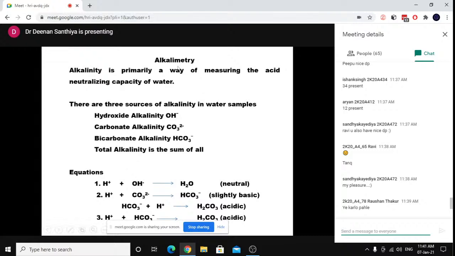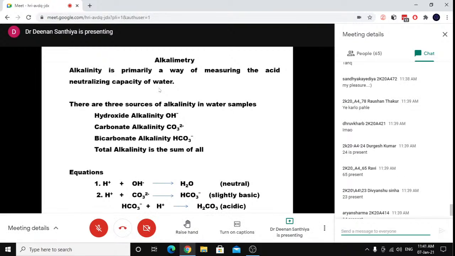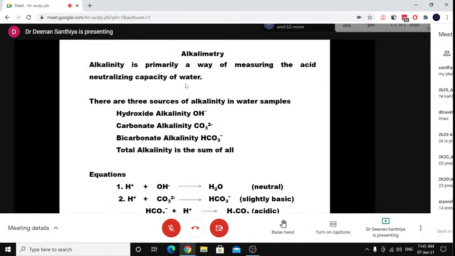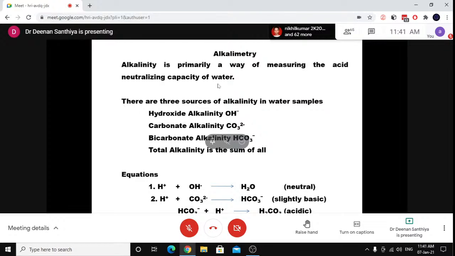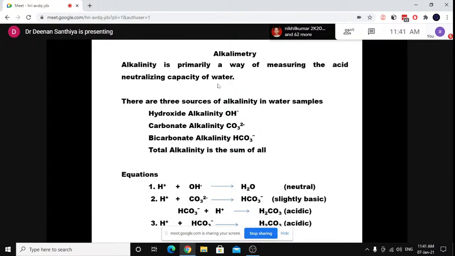For water, the pH should be around 7. But due to water pollution and ions present in the water, it cannot be pH 7. From natural sources, it can be acidic or alkaline. In general, alkalinity of water is due to hydroxide ions, carbonate ions, and bicarbonate ions, and total alkalinity is the sum of all these three. Is it clear?